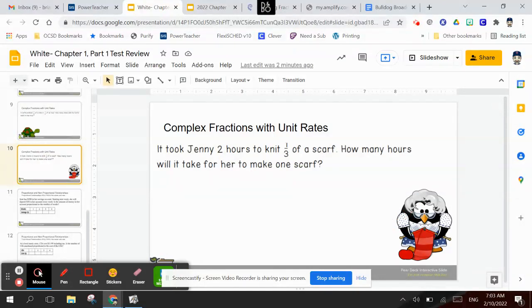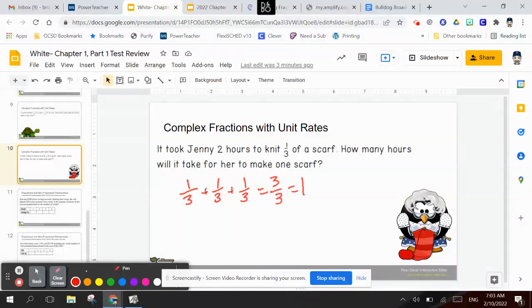Number 10 here, it says it took Jenny 2 hours to knit 1/3 of a scarf. How many hours will it take for her to make one whole scarf? So 1/3, how many thirds equal a whole? Well, 1/3 plus 1/3 plus 1/3. 1 plus 1 plus 1 is 3. 3/3 equals 1. So I have 3 of those.